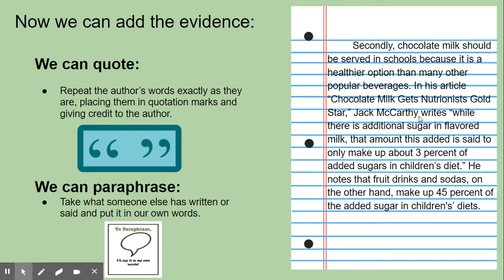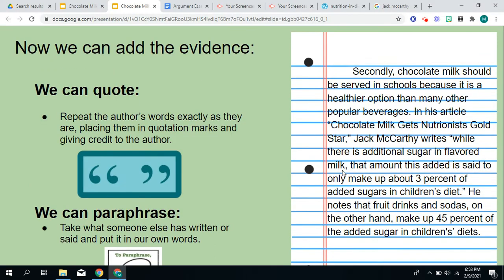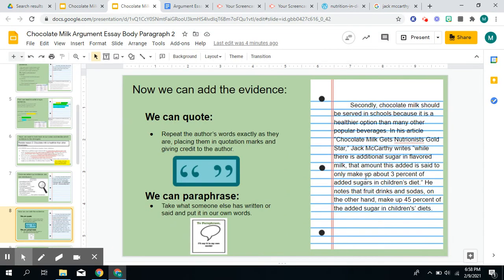So Jack McCarthy writes, "Well, there's additional sugar in flavored milk. The amount that is added is said to only make up about 3% of added sugars in children's diet. He notes that fruit drinks and soda, on the other hand, make up 45% of the added sugar in children's diets." And I caught a mistake I need to edit here.